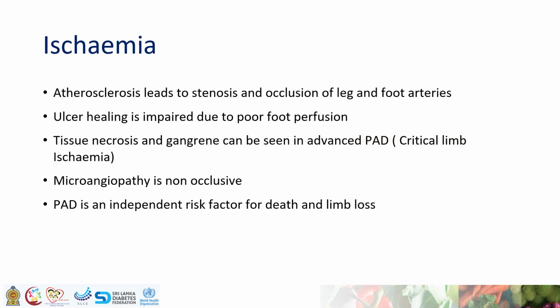Foot tissues can become ischemic because of macrovascular disease or atherosclerosis, but can also be complicated by associated microvascular disease. Microvascular disease is a non-occlusive disease, and presence of it does not exclude a patient from revascularization if required. Ulcer healing is impaired due to poor foot perfusion. Tissue necrosis and gangrene can be seen in advanced PAD, critical limb ischemia. PAD is an independent risk factor for death and limb loss.